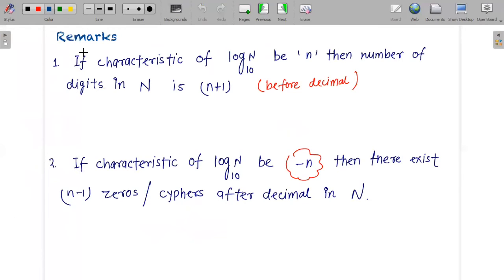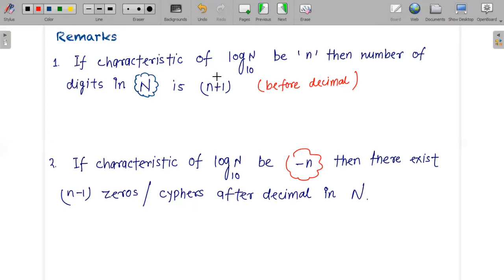Remark number one. Once you get the characteristic and mantissa of a logarithm, your characteristic will help you get the total number of digits in any number N. Please mark my word. You will be able to get the number of digits in it. By what manner? For that, please listen to my words very carefully.